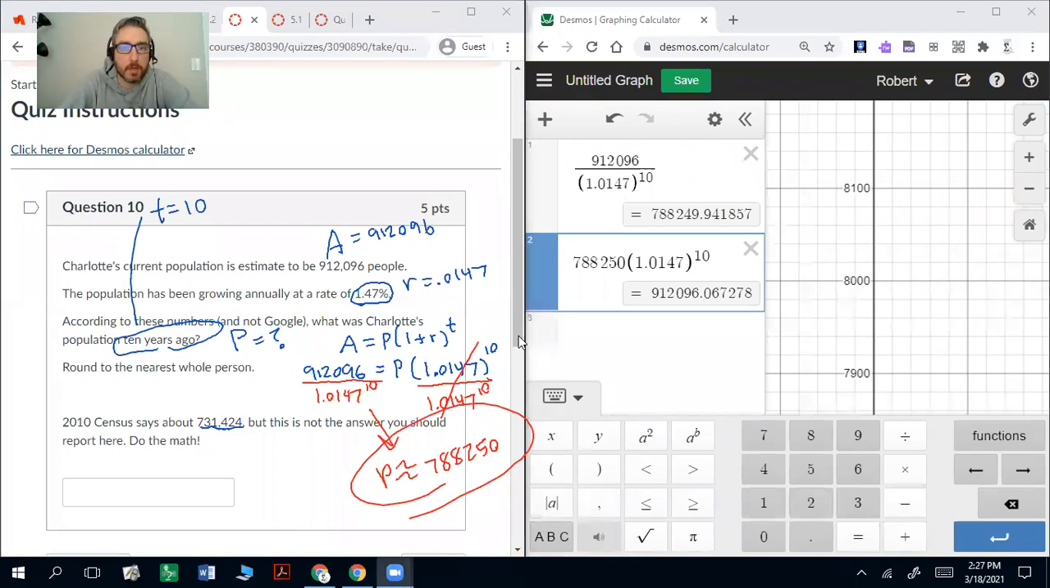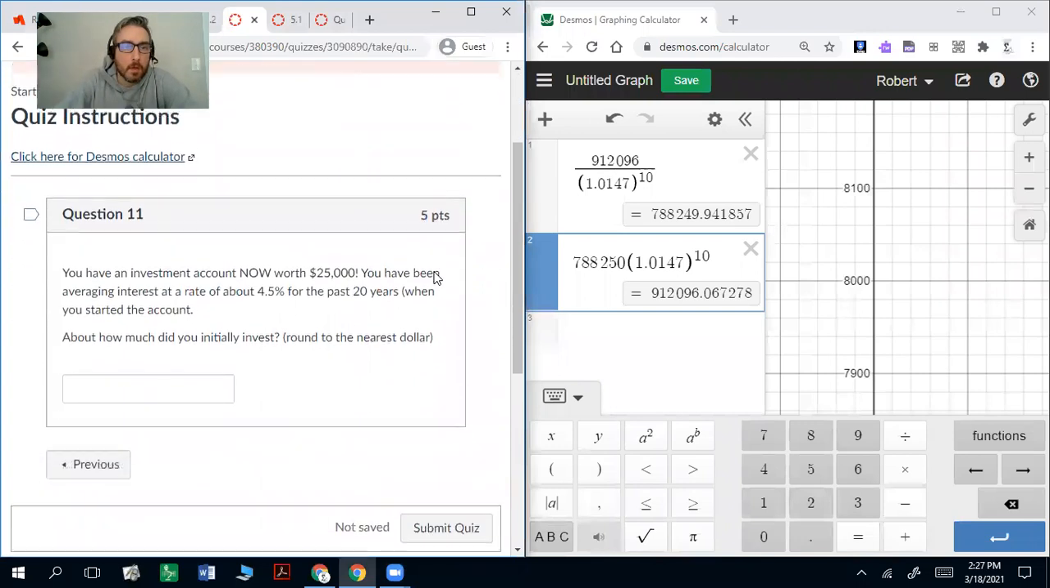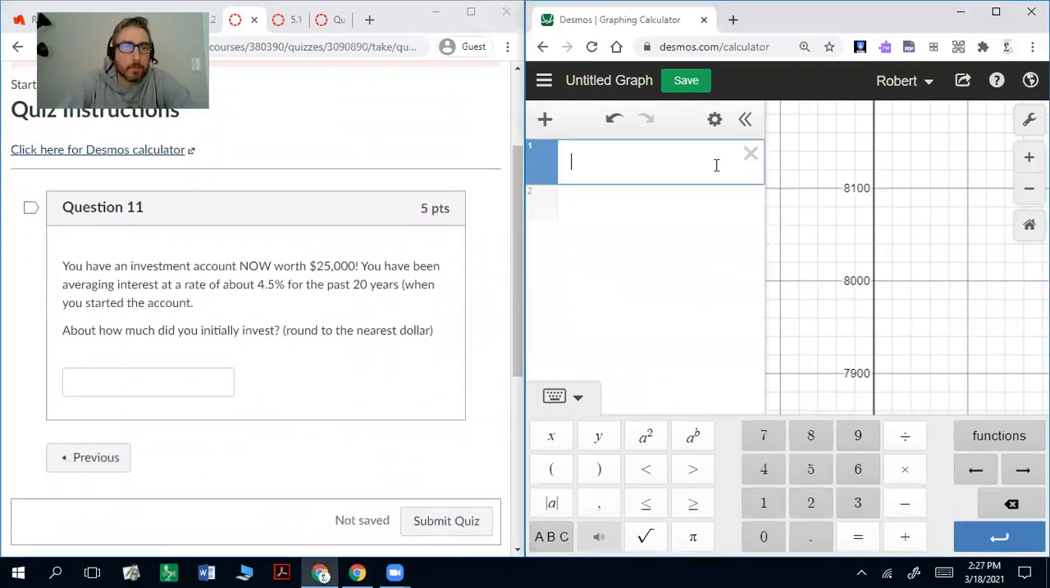And our last question, number 11. Okay, you have an investment account now worth $25,000. You have been averaging interest at a rate of 4.5% for the past 20 years. This is just like the last problem. We want to know how much did you initially invest? What was the P? This is your A. Rate is 0.045. Time is 20. So let's throw it all in there. Our final amount is 25,000.